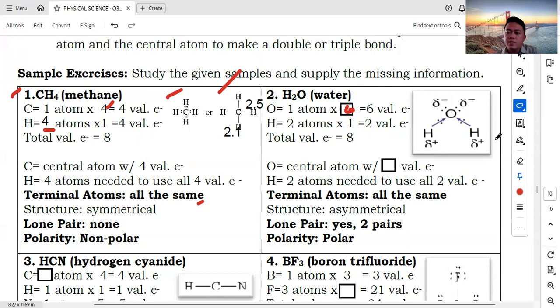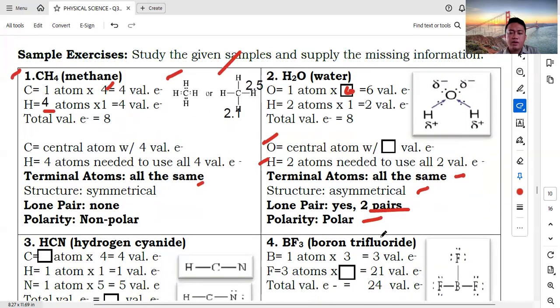So 1 times 6 will result in 6 valence electrons, and 2 times 1 will result in 2 valence electrons, a total of 8 valence electrons. So our central atom now is the oxygen, and your hydrogen needs 2 atoms to use all 2 valence electrons. The terminal atoms are all the same. The structure is asymmetrical. And lone pair, yes, we have 2 lone pairs. And the polarity is polar.